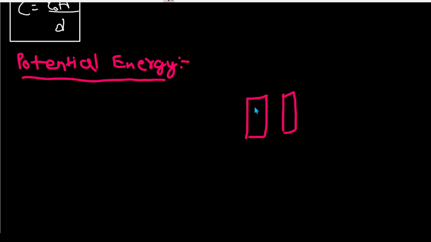Now they are electrically neutral. What happens is that I transfer a charge Q dash from plate A to plate B, such that the potential difference can be written as Q dash by C.